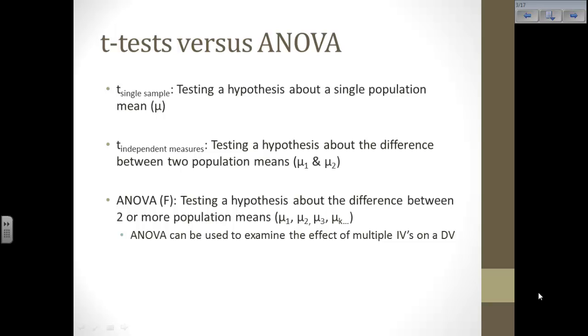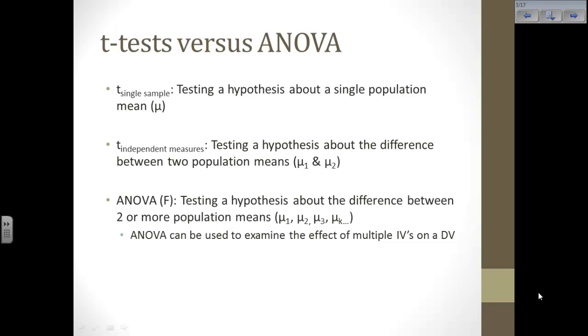But we think that sexual orientation is going to predict benevolent sexism perceptions. So in this case, we have a single factor, a single quasi-independent variable, sexual orientation. But there's multiple levels of that independent variable. So you could measure people to see if they're heterosexual, gay males, lesbians, and bisexual. So you'd have 4 different levels of sexual orientation.